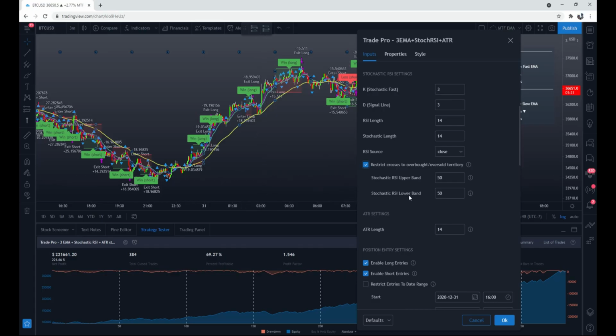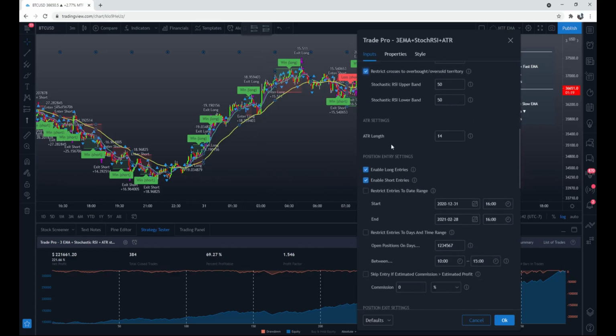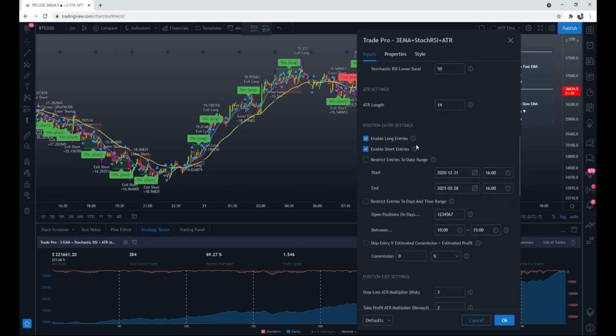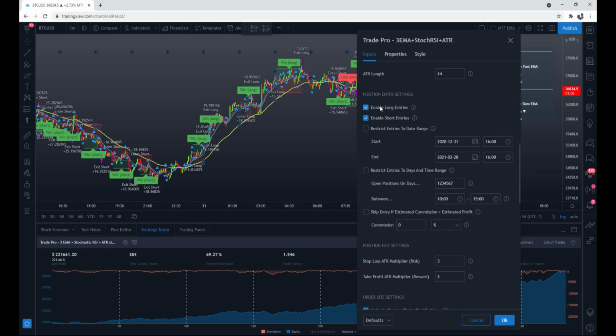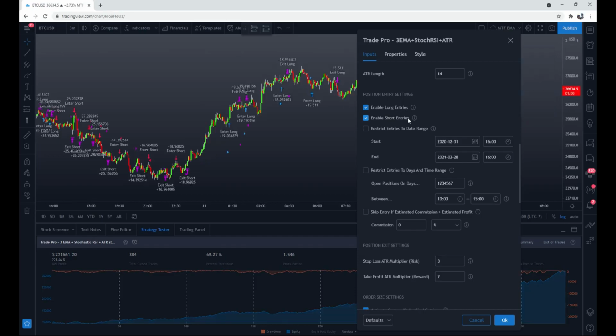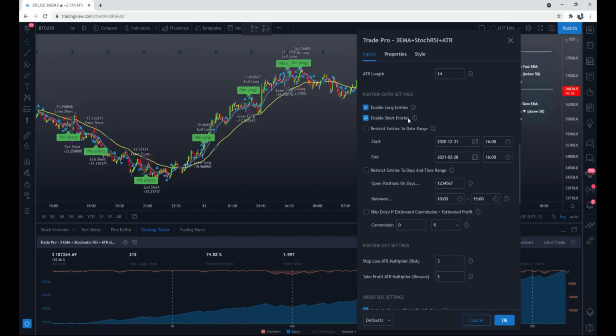So another thing is you can change the ATR length, and this actually has to do with where the stop loss and the take profit are going to be placed. So let's go down here. You can choose to enable long entries or enable short entries as well. If you're using Binance US, you can only take longs. Then of course, you can go ahead and change that.